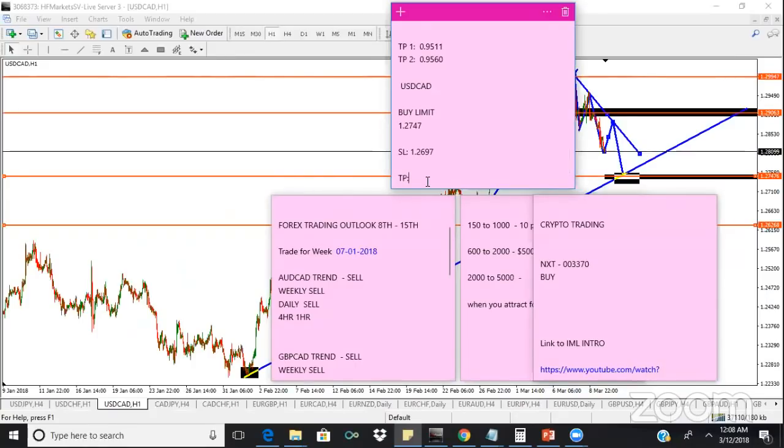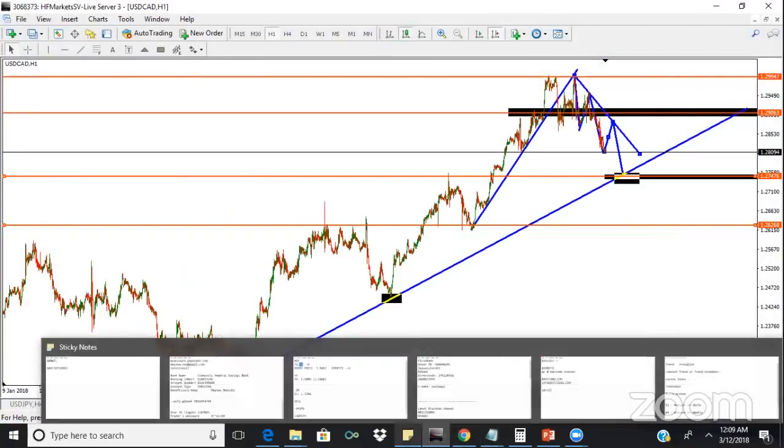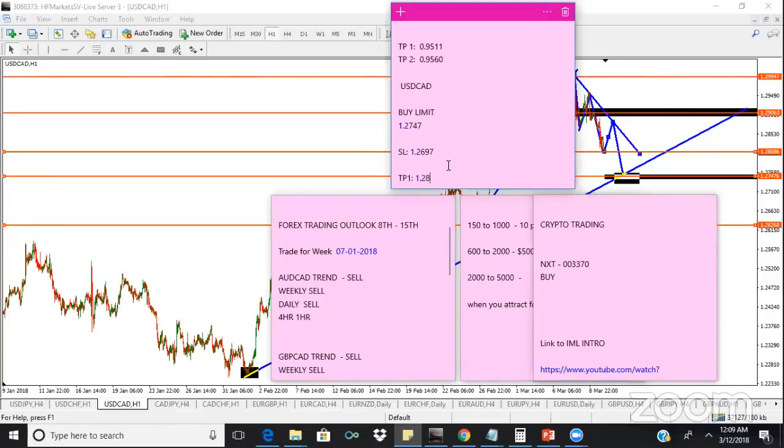Now TP1, first take profit is 40 pips. That's 70 pips. 1.2808. So TP1 is 1.2808. TP2 is 1.29, 1.2906.